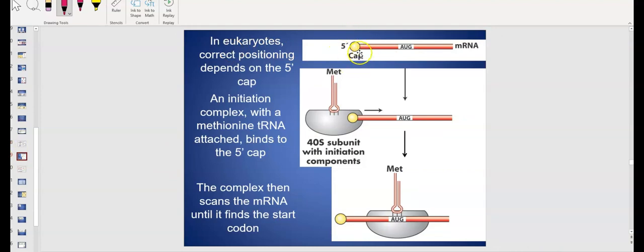All right, in eukaryotes, this is different. There's a 40S subunit, right, which is the small subunit. It finds the 5' cap, like I talked about, and it scans until it finds the AUG, the first start codon, right? That codes for methionine always. And so that's how initiation occurs in eukaryotes versus prokaryotes. There's no Shine-Dalgarno sequence in eukaryotes. We don't have a 16S ribosomal subunit.